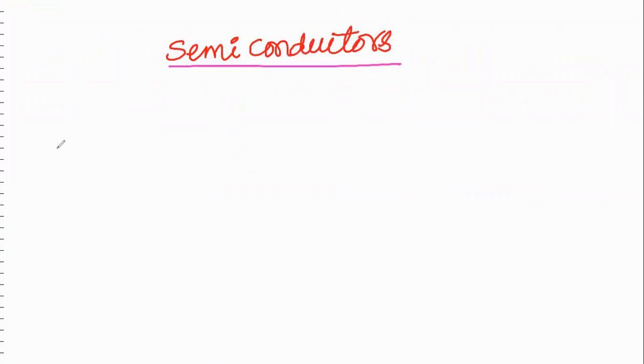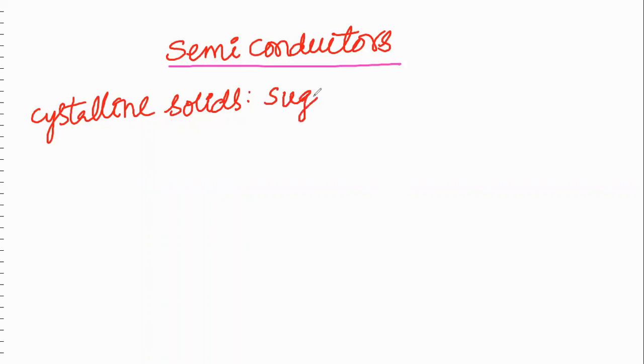In semiconductors, we'll say that crystalline solids will be there, amorphous solids will be there. In crystalline solids, atoms or molecules will be arranged in a regular pattern. Examples for crystalline solids: sugar, quartz, mica, etc. These crystalline solids are anisotropic. Anisotropic means physical properties will be different in different directions. But they will have sharp melting points.